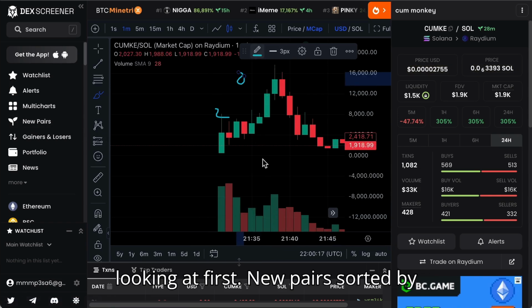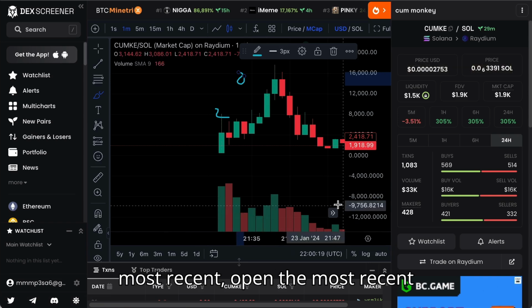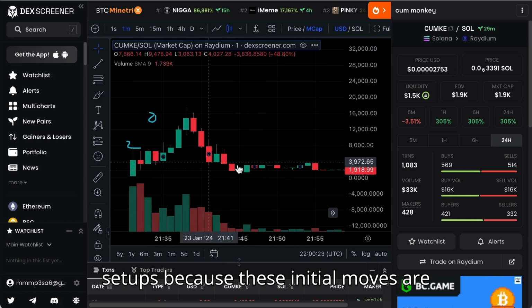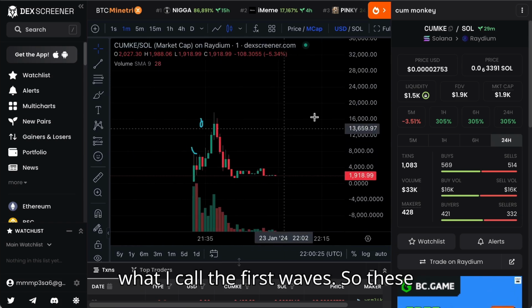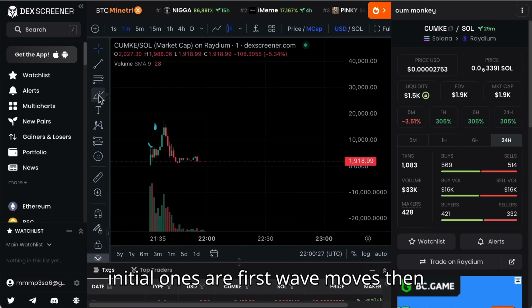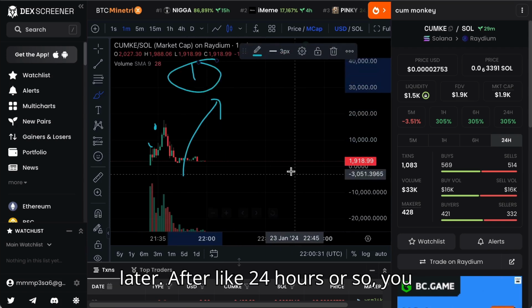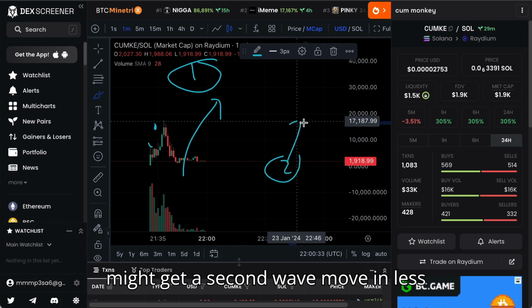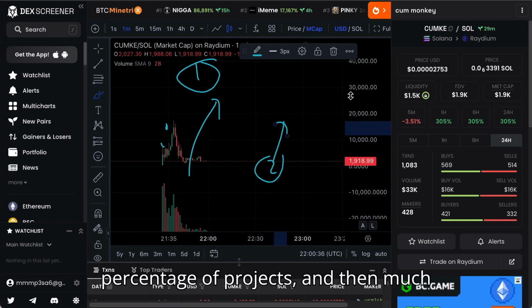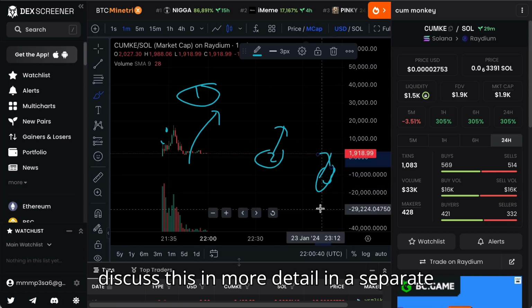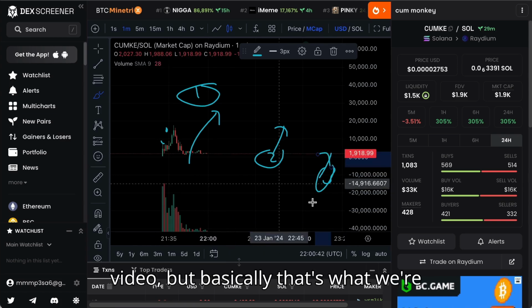New pairs, sorted by most recent. Open the most recent collections and see if we've got any setups, because these initial moves are what I call the first waves. Then later, after about 24 hours or so, you might get a second wave move in a smaller percentage of projects. And much later after that, you get a third wave move in the very long-term ones. I discussed this in more detail in a separate video, but basically that's what we're looking at.